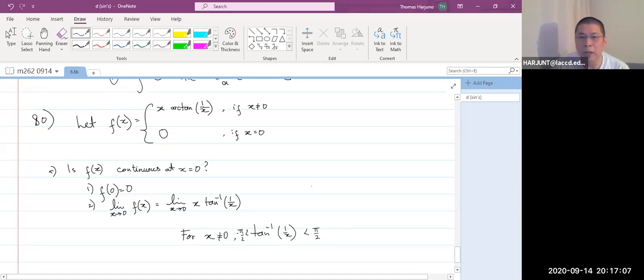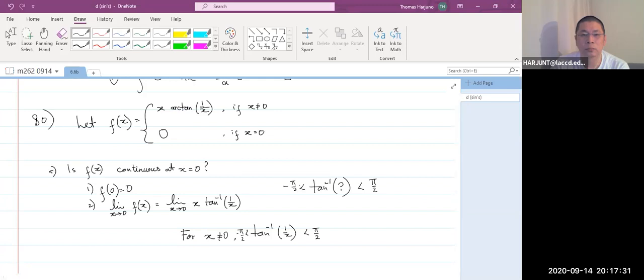Right? Pick any numbers, tangent inverse of whatever, as long as it's not undefined in there. Any number, and the result must be between pi over 2 and negative pi over 2, right? As long as the denominator is not 0.